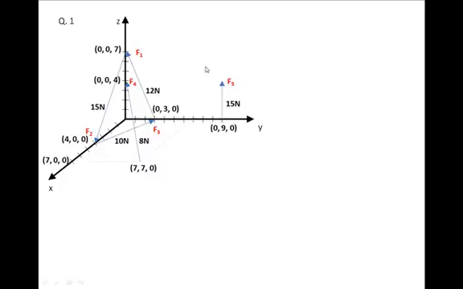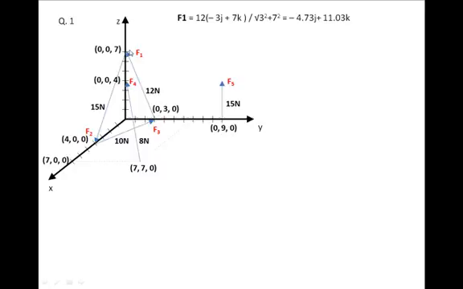So the first task is to express each force as a vector. So let's say F1. If you see, the magnitude given is 12. So you multiply this 12 by the unit vector, which is given by these numbers. See what these numbers are. Now the coordinate of this point is 0, 0, 7 and this is 0, 3, 0. Therefore the length vector along this is (0 minus 0)i, (0 minus 3)j and (7 minus 0)k. So it is minus 3j plus 7k.